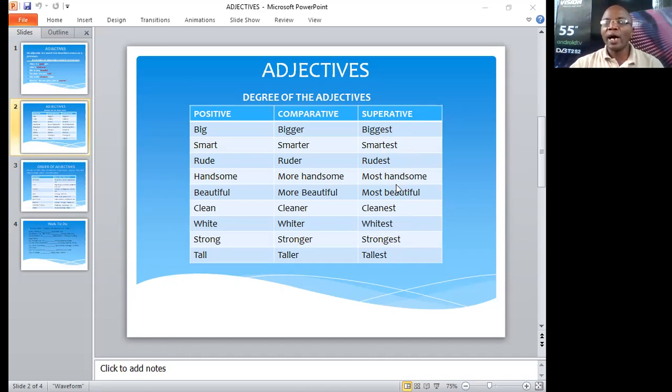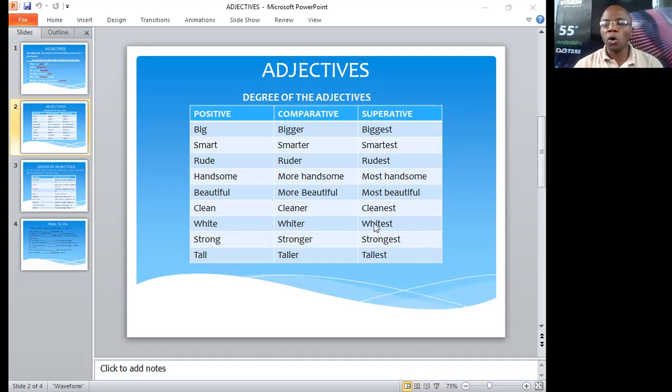However, we have words that do not take the same form, like handsome, beautiful, etc. In this case, we use the word most. Most handsome, most beautiful. Something else we should also know is that we cannot say that she is the most smartest girl in class. Why? The word smartest is already in the superlative degree. So if we say most smartest, most cleanest, it will be wrong.